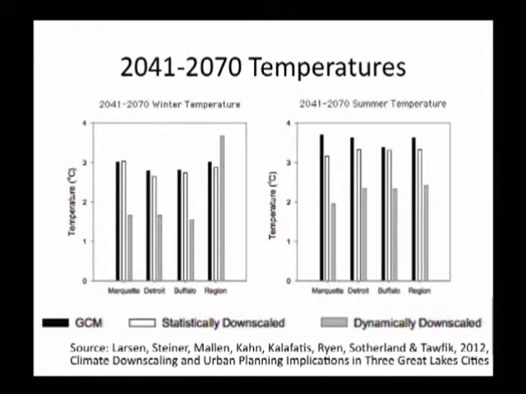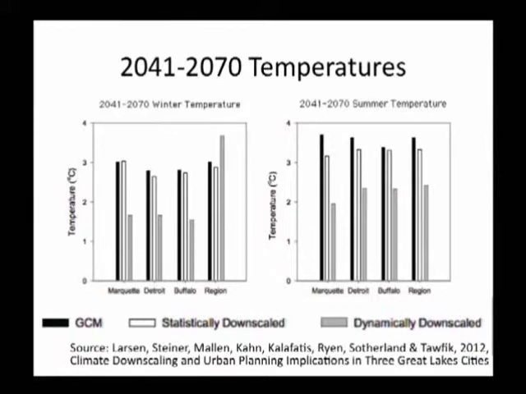But what these show is this is what's supposed to happen between 2041 and 2070 for temperatures. On the left side, winter temperatures, average, and on the right side are summer temperatures. Notice that this is in Celsius, I'm sorry. And so remember, Celsius is almost twice as much as in Fahrenheit. If you can see, at the bottom, there's these different kinds of models. There are global circulation models, there's statistically downscaled models, and there's dynamically downscaled models.